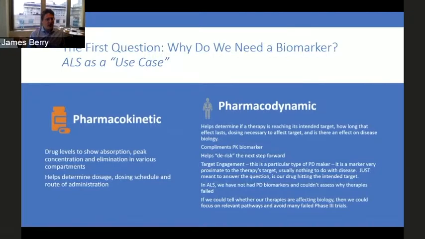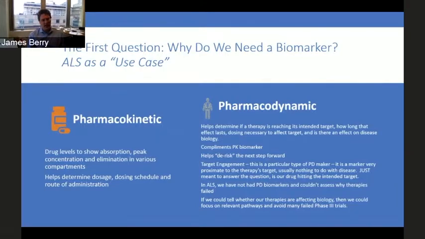Pharmacokinetic biomarkers are not one, there isn't sort of an NIH carve-out for this, because a lot of times pharmacokinetics is really just measuring the drug level, but I wanted to put it in here as we talk about why do we need a biomarker. Drug levels to show absorption, peak concentration, and elimination are important, and the levels in various compartments is a really important point. In ALS, we've done a lot of trials where it turns out afterwards that the drug never really made it in any notable concentration into the central nervous system. So we haven't even really tested whether the drug works or not.